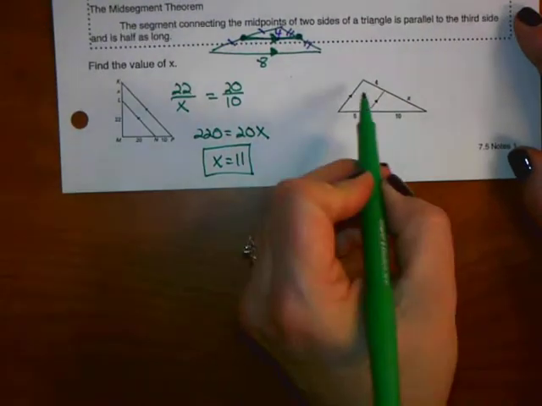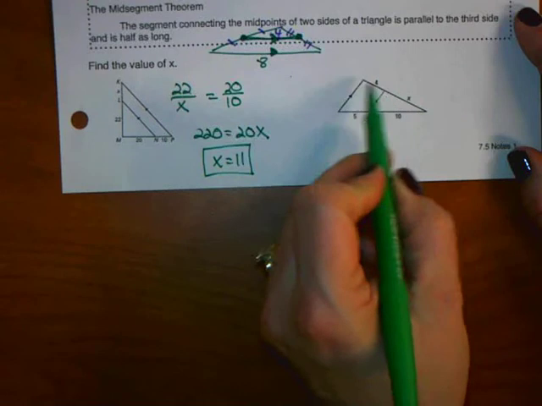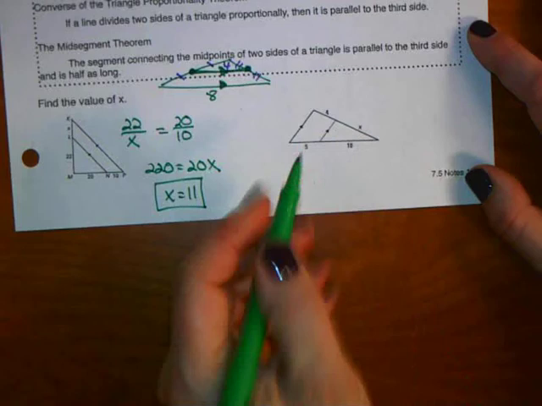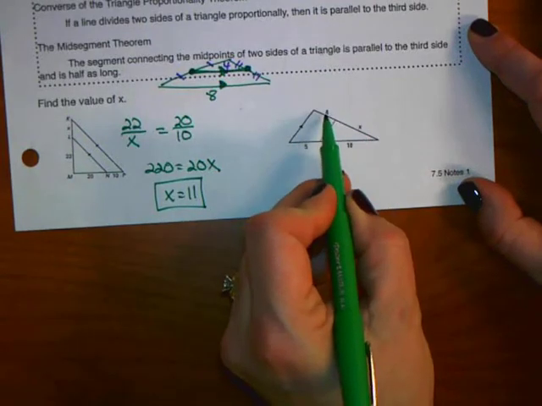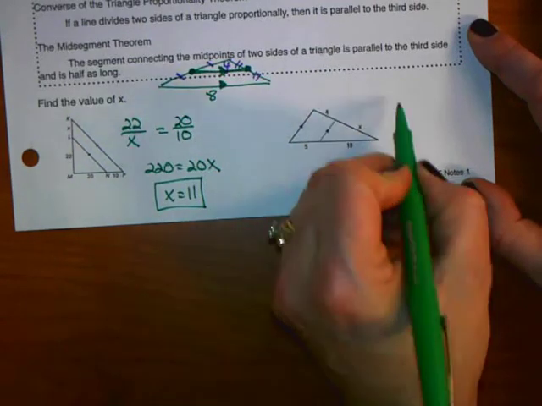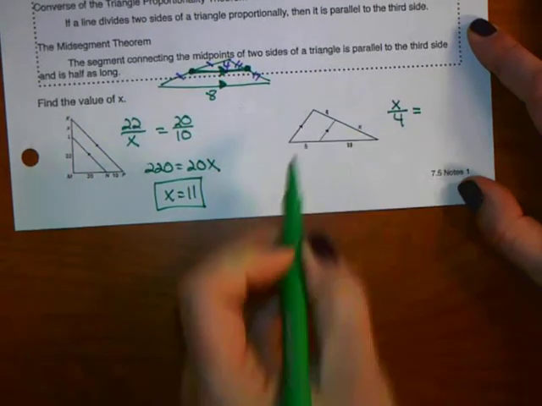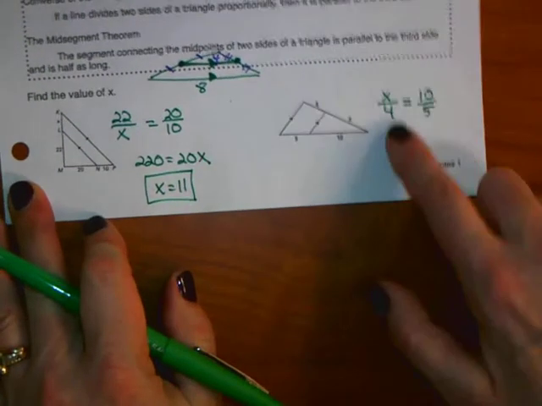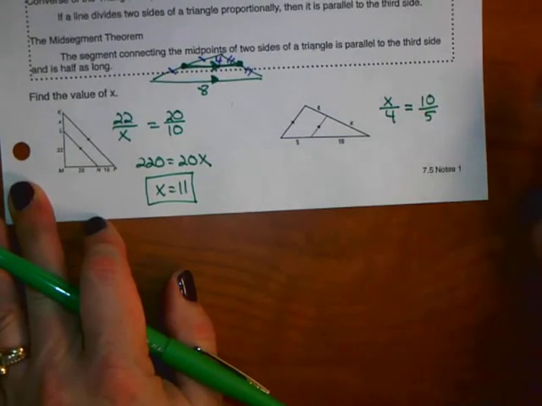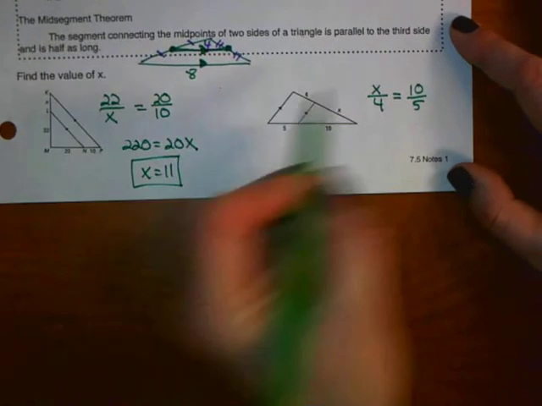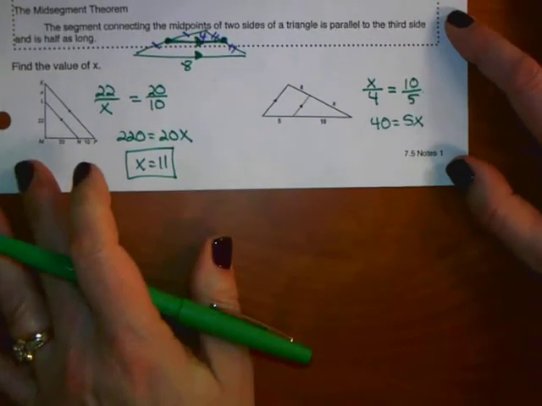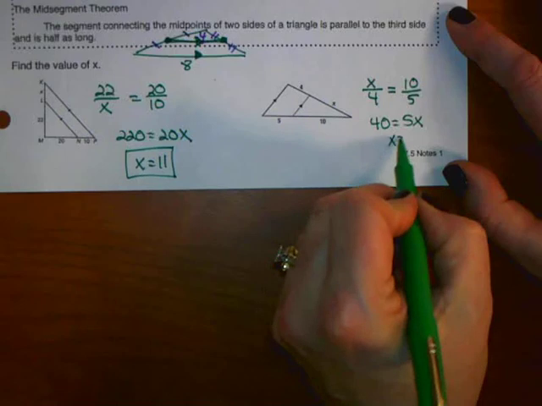All right, so here, same thing. I have parallel lines, and I have this unknown piece here. Therefore, I can use this little theorem to find out what x is. Doesn't matter how you set it up. You could say 4 over x or x over 4. I'll just do x over 4 equals 10 over 5. X is to 4 as 10 is to 5. Cross multiply. 40 equals 5x, and x equals 8.